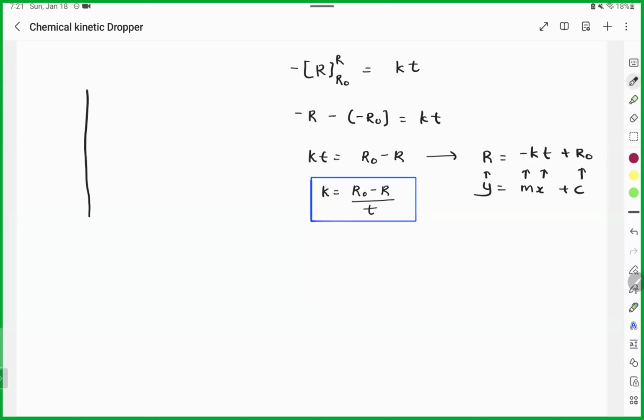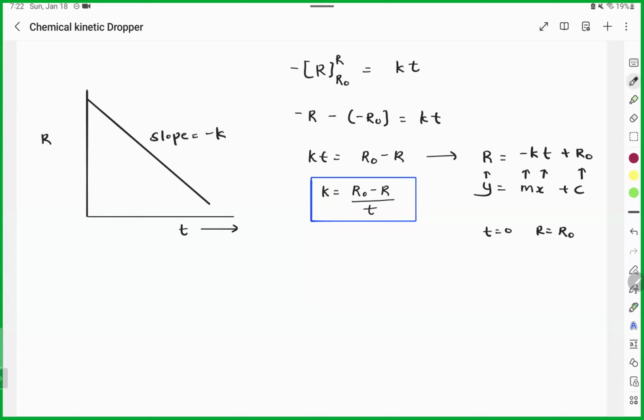If you draw the graph, here you take time, and here you take the concentration R value. When time is 0, if t is 0, then your R will be equal to R naught, the y-intercept. And after that, it will continuously decrease like this. Here, your slope value will be minus k. Any doubt, guys? Slope minus k. Your y-intercept will be R naught, and it is continuously decreasing. Make sense?